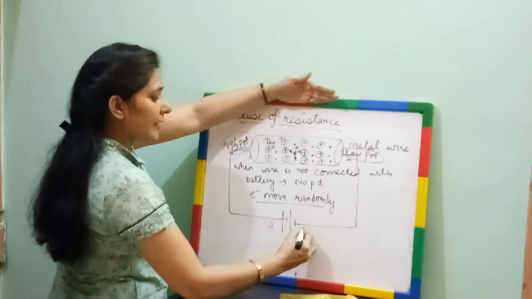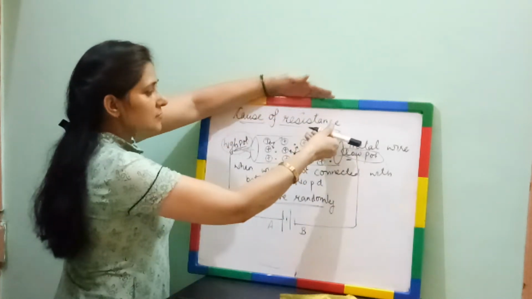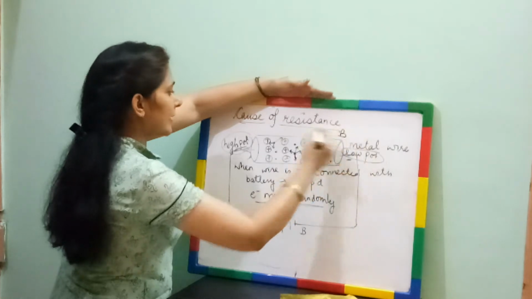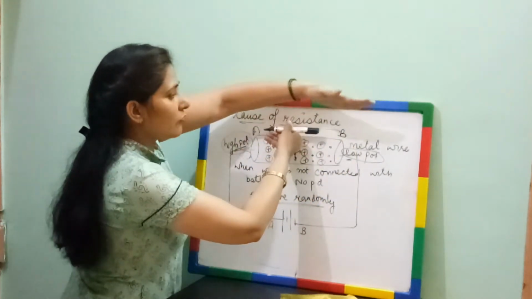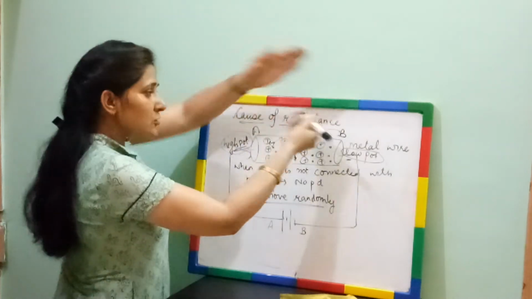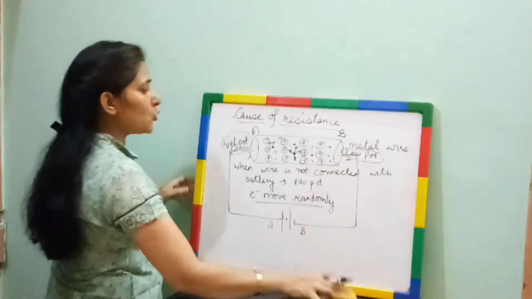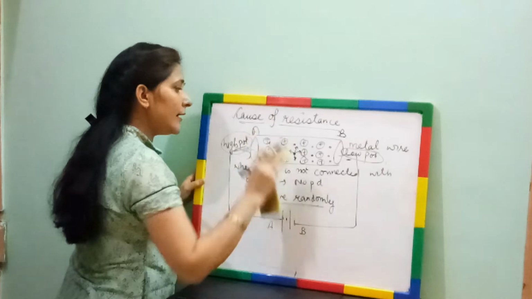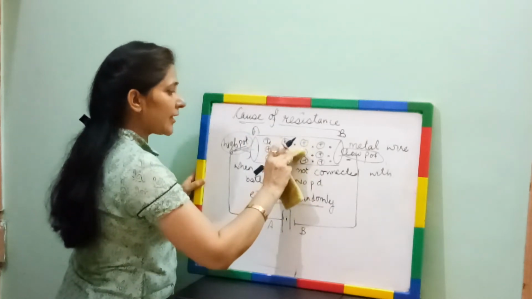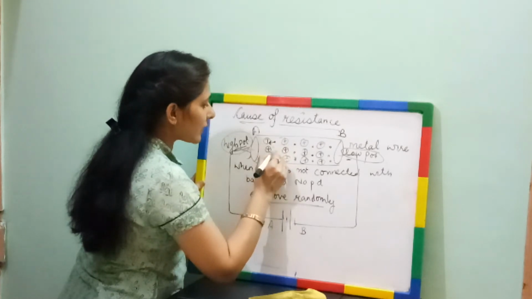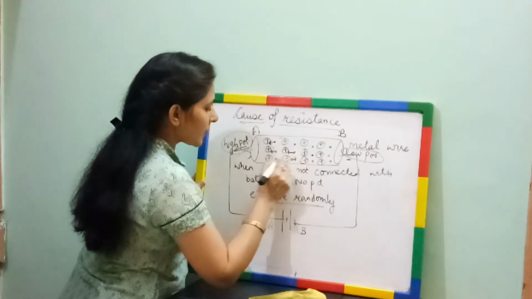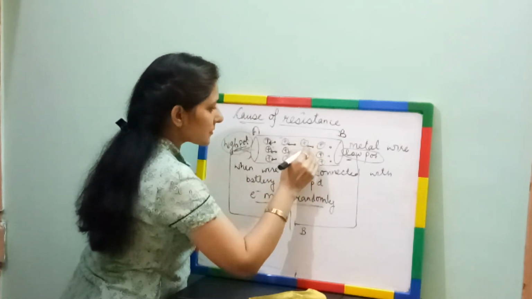Suppose this is end A and this is end B. Electrons are moving from B to A. That means current is moving from A to B. So if electrons are moving from B to A, they are moving in one direction only now, not in random directions. The random direction that I drew earlier, now the direction of motion of electrons is this, this, this, this.